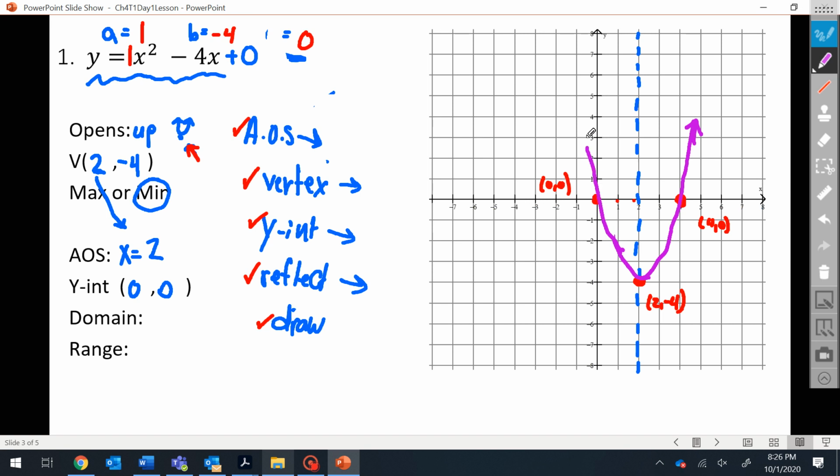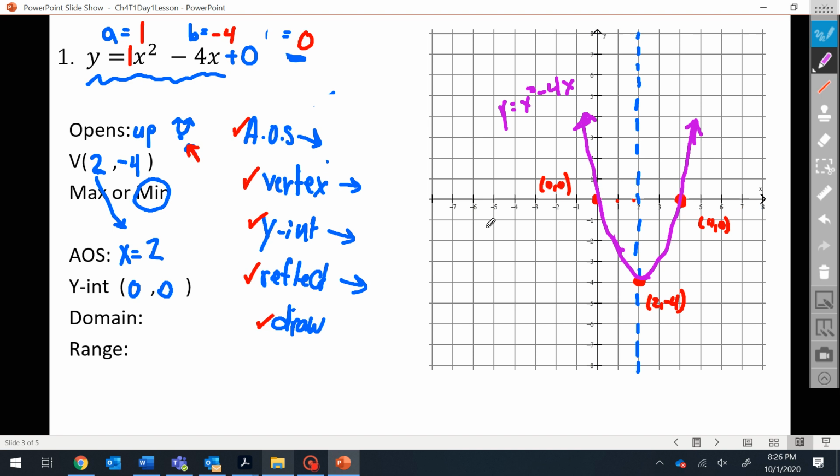All right, so something like this. All right, so something like that. That would be our parabola. That's the shape of our graph. That's the equation, y is equal to x squared minus 4x. Okay, that's the graph for this equation.